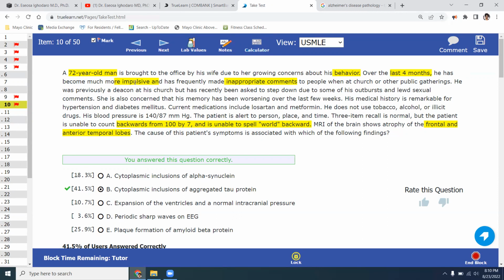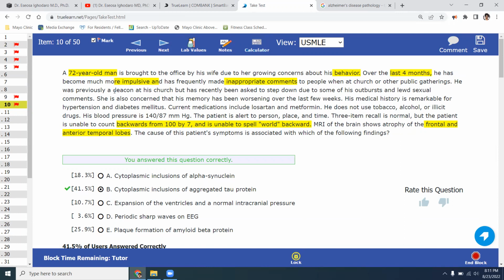So when you think impulsivity, inappropriate comments, you want to start thinking, where does this localize in the cortex? This would probably be a frontal dysfunction because our frontal cortex helps with impulse control. So I'm suspecting that whatever process he has going on is affecting his frontal lobe.